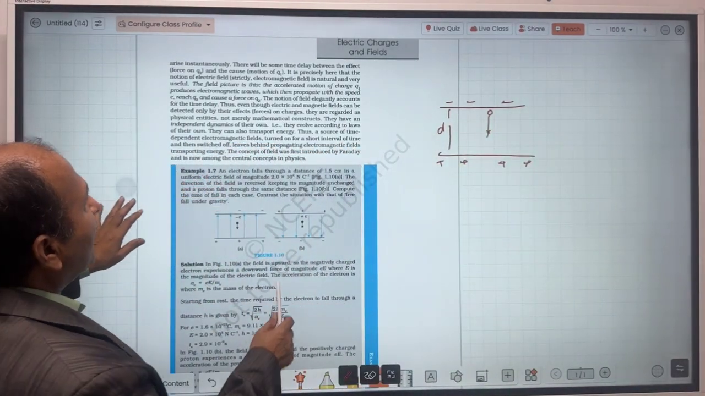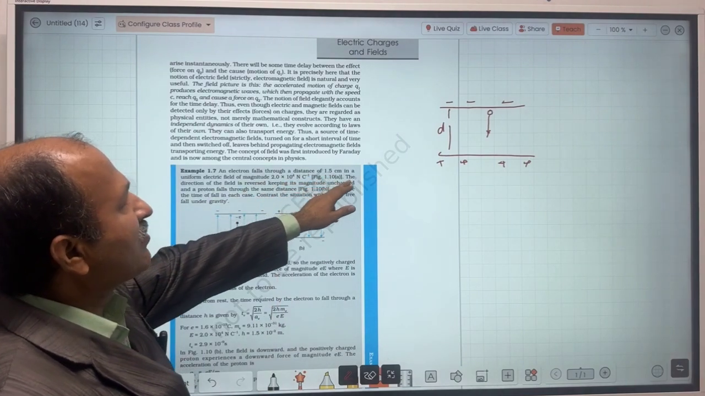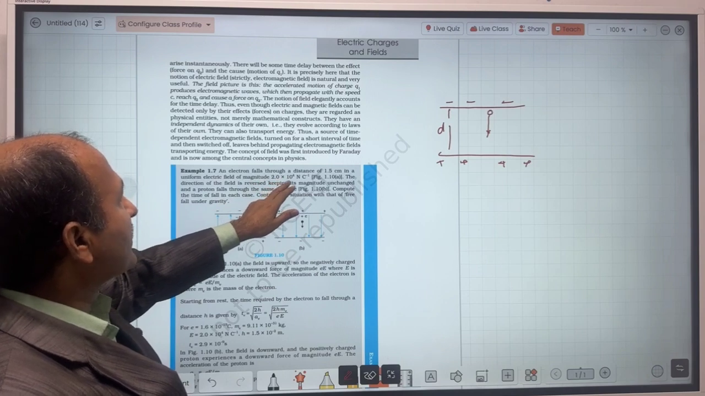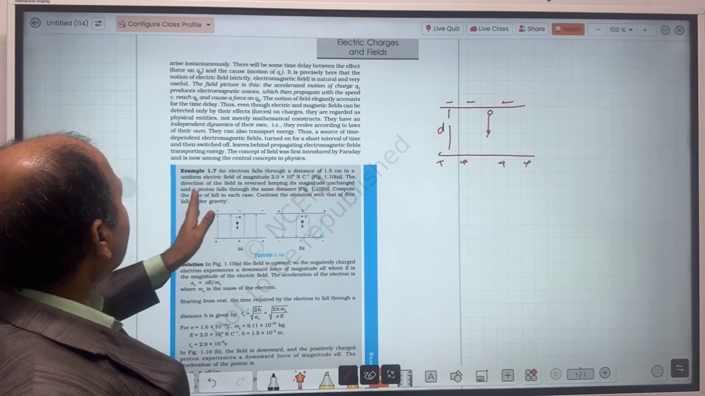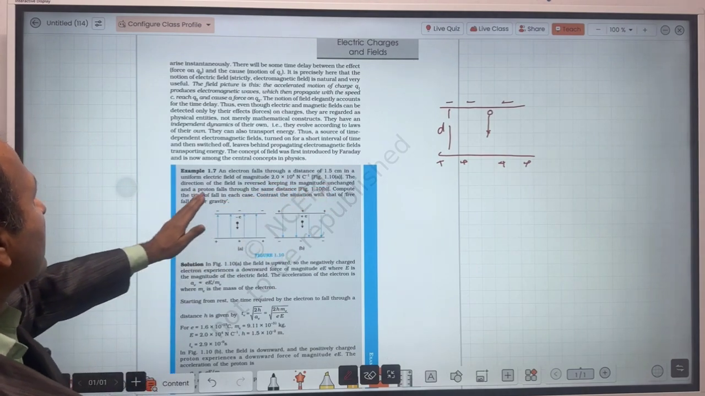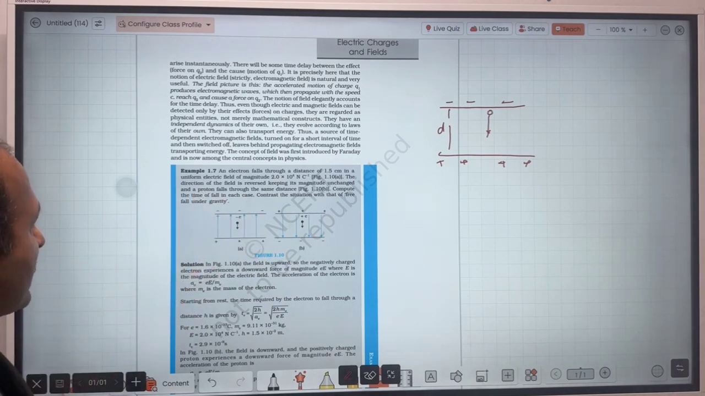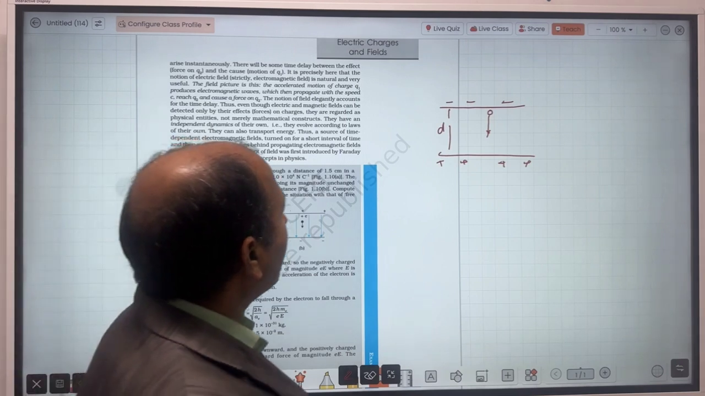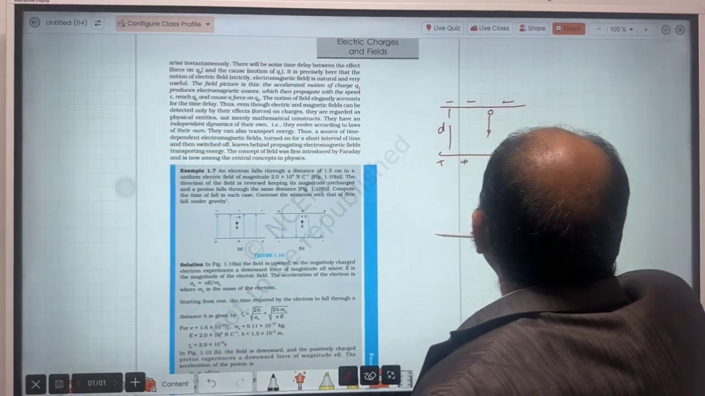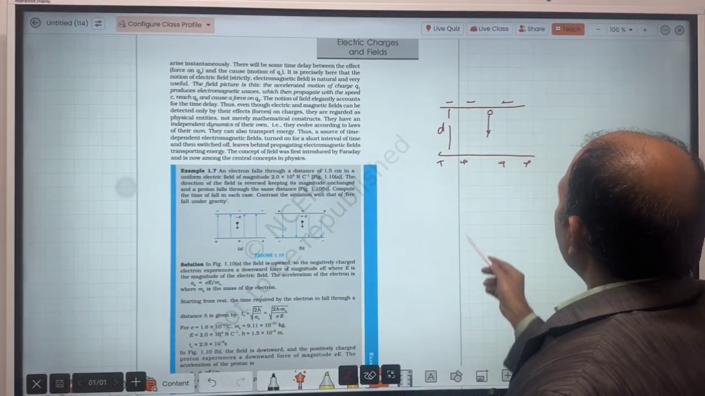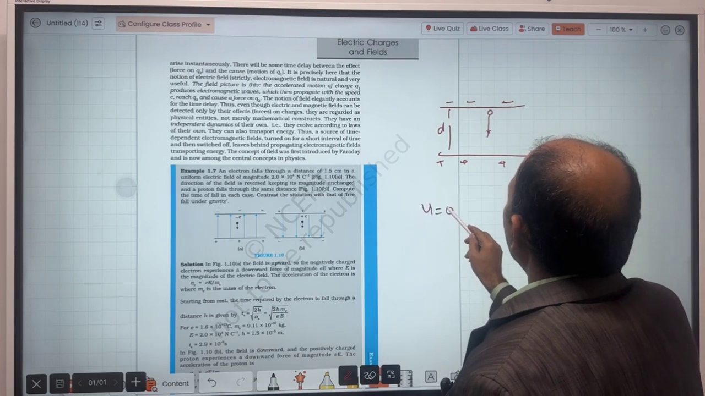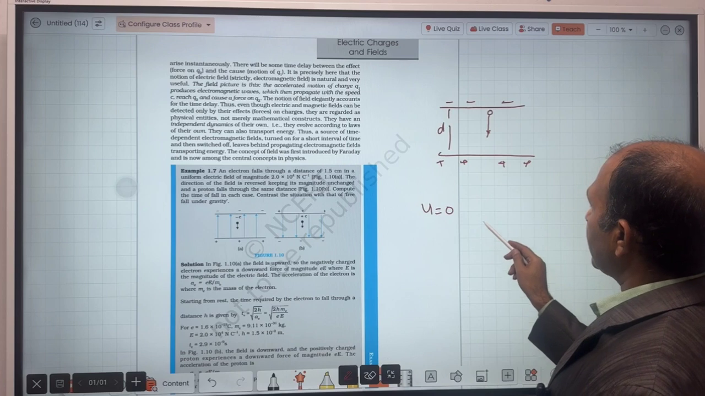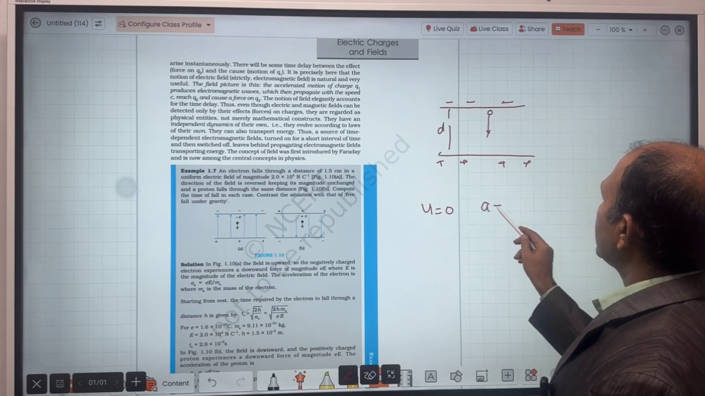An electron falls through a distance of 1.5 centimeters, so the separation is given, in a uniform electric field of this much. The field is given, and the direction of the field is reversed, keeping the magnitude unchanged, and a proton. First we have to calculate the time for the electron and then for the proton. So first of all, we imagine that the electron starts from rest. So initial velocity u equal to 0. Now we have to find out what time it takes. For that we need acceleration also.